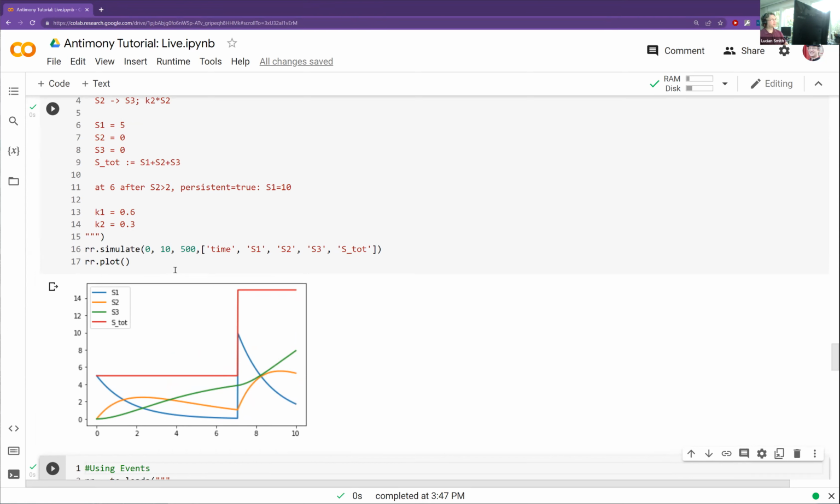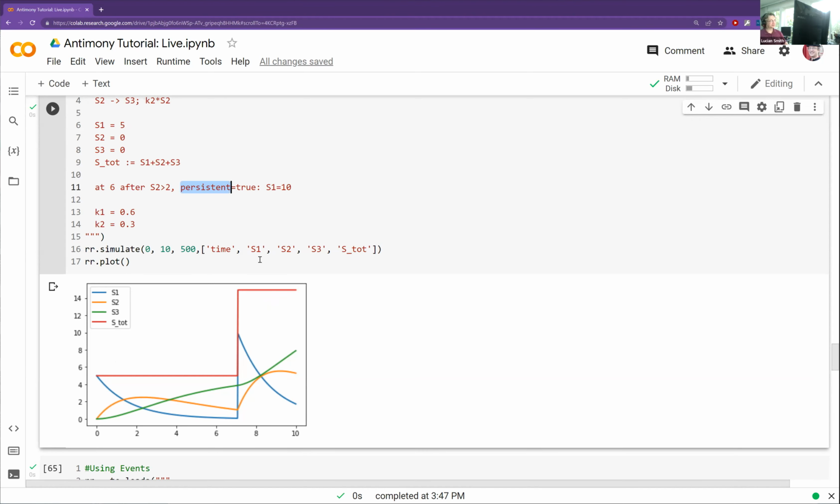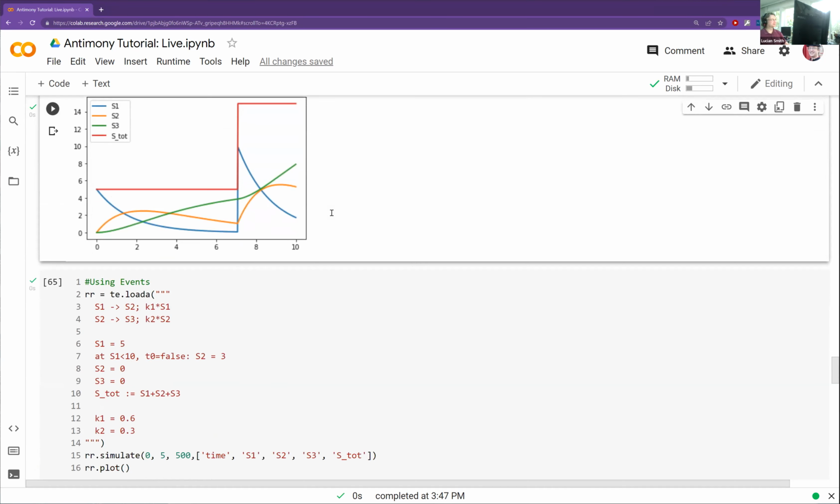Huh. All right, that looks like a bug. I should have checked this earlier. But in general, S2 was higher than 2 for a while, and then it went back down. And because it was set persistent equals true, it should not have fired, because this trigger was no longer true. So you should be able to do that. Something went wrong. We'll fix that. And moving on. Are there any questions about any of that?